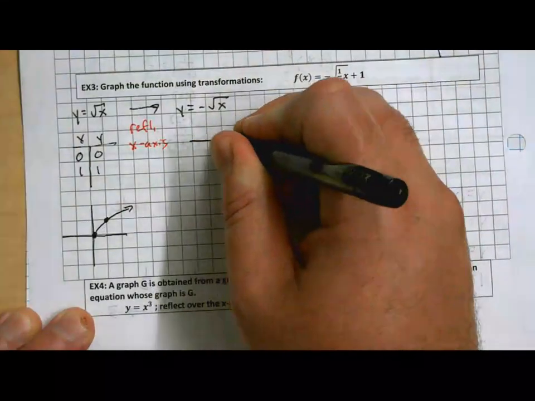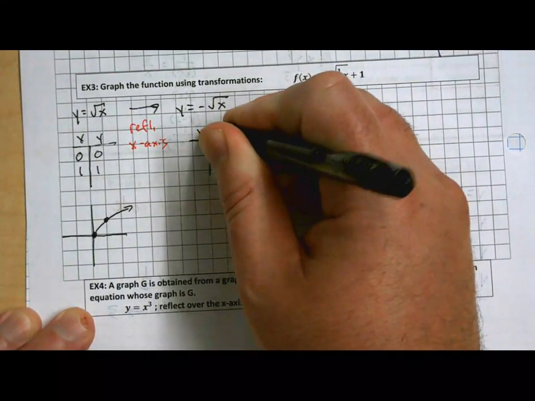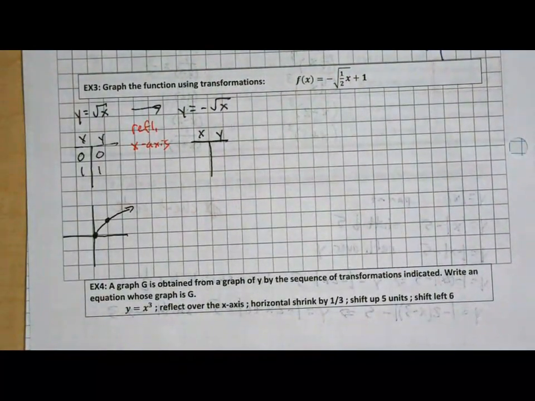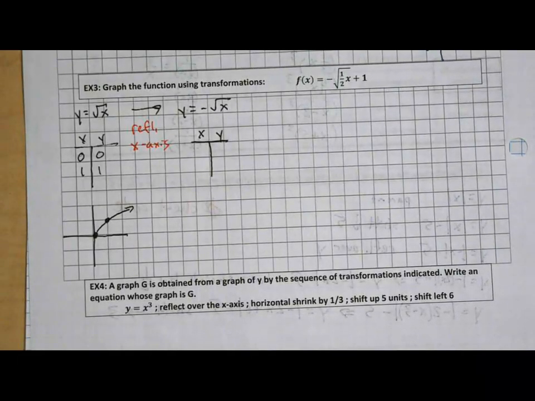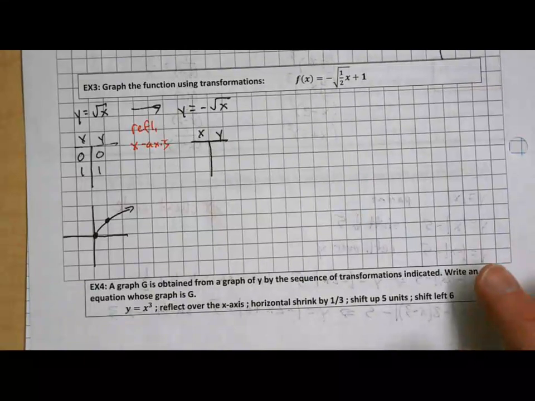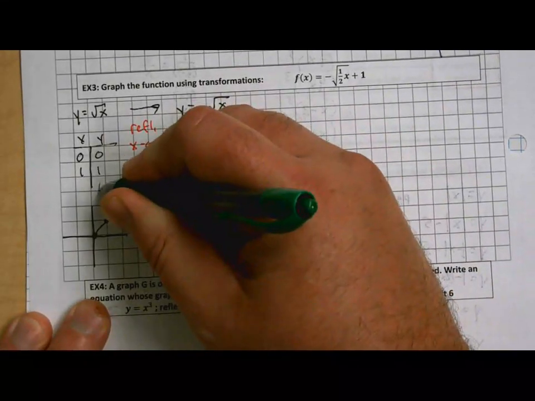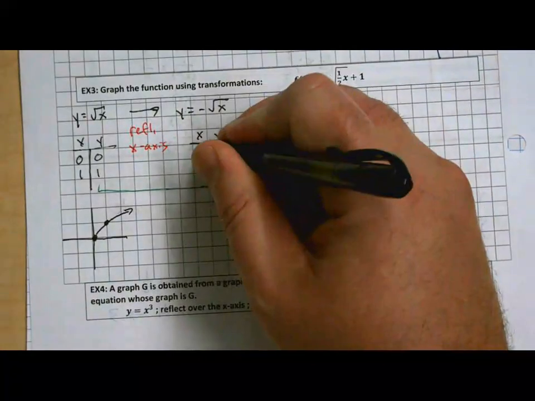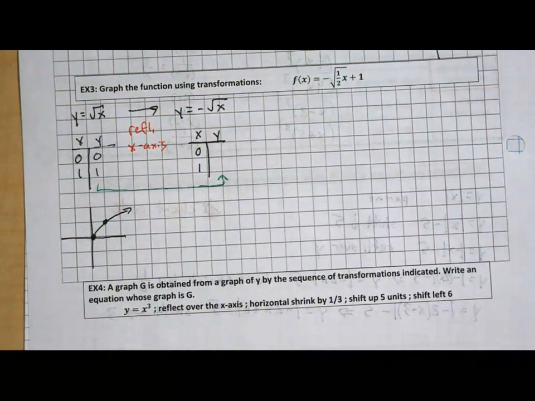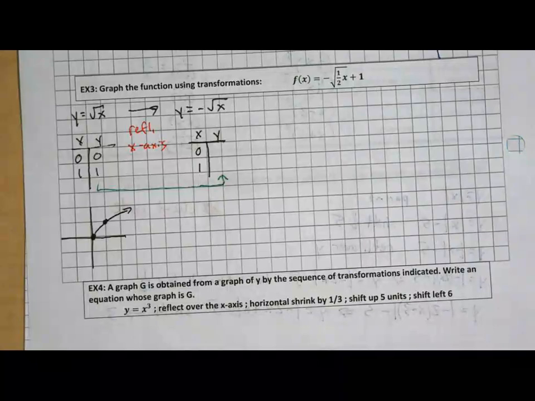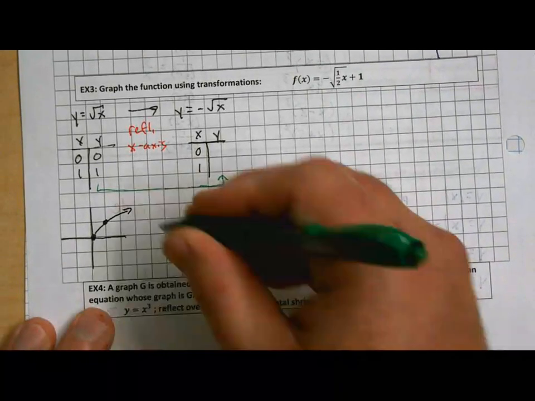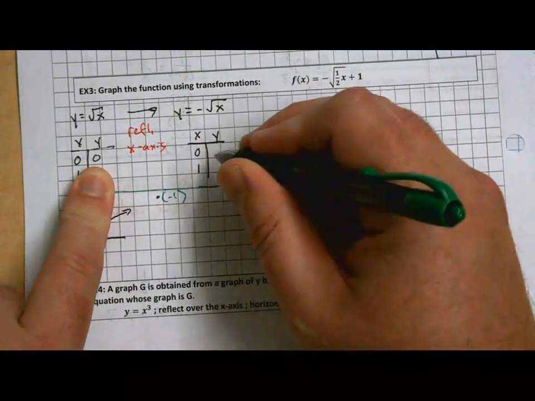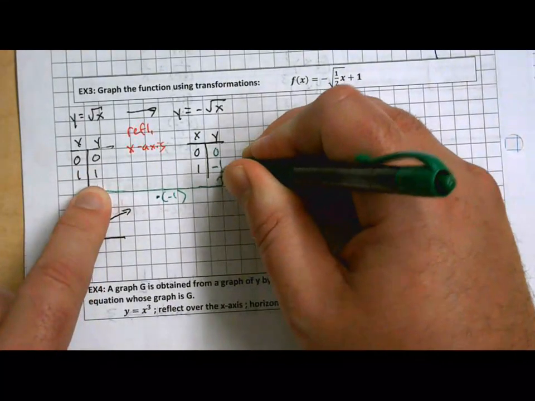We'll plot our points here, or tabulate our points rather. This is a vertical transformation. Is it going to be changing our x-coordinates or our y-coordinates? Vertical transformations always change the y-coordinates. So our x-coordinates are going to remain exactly as they were, 0 and 1. Y-coordinates are going to be different though. And we're reflecting, so we're just going to multiply each of our y-coordinates times -1. So 0 times -1 is still 0, 1 times -1 is -1.